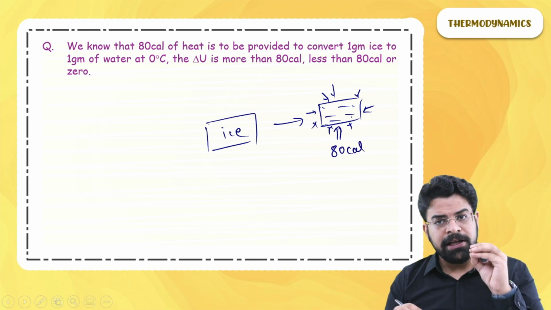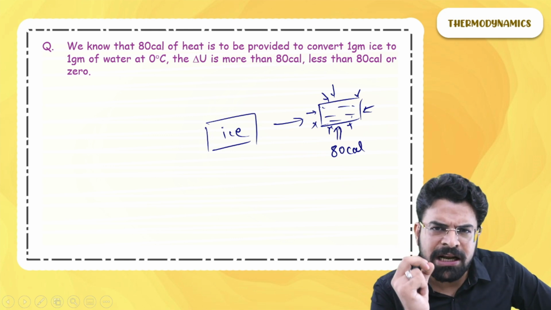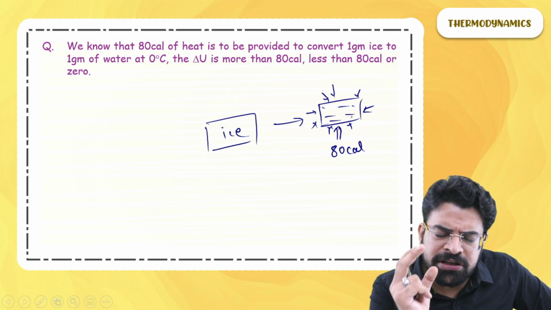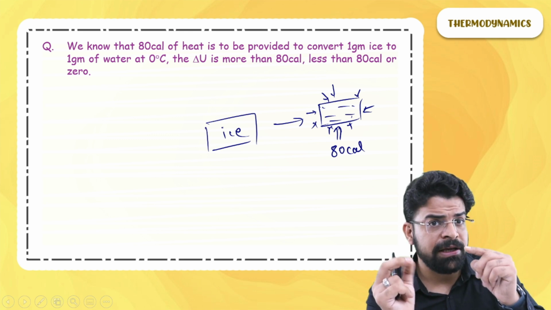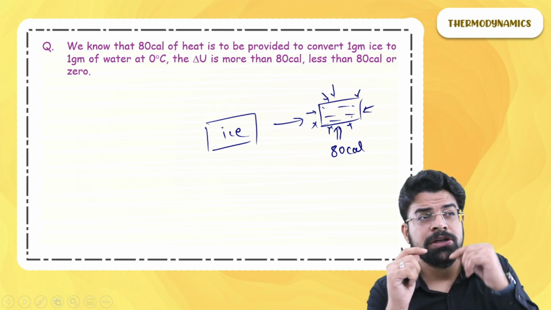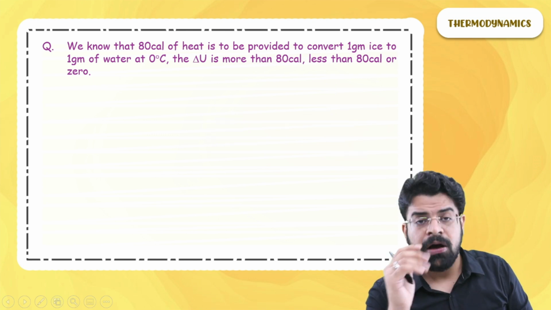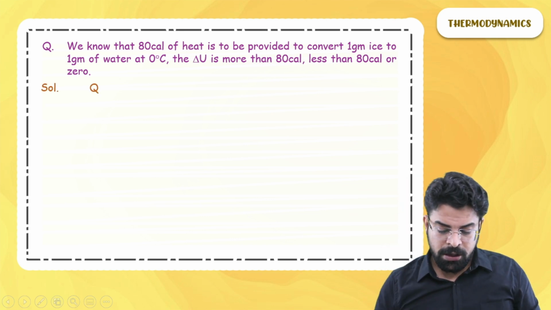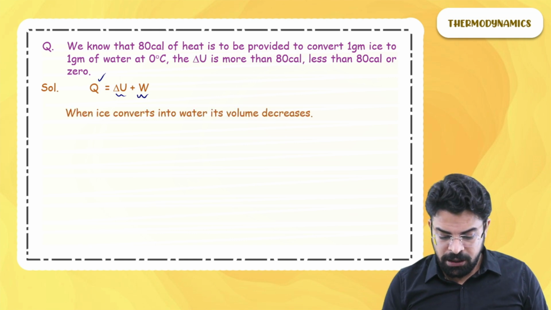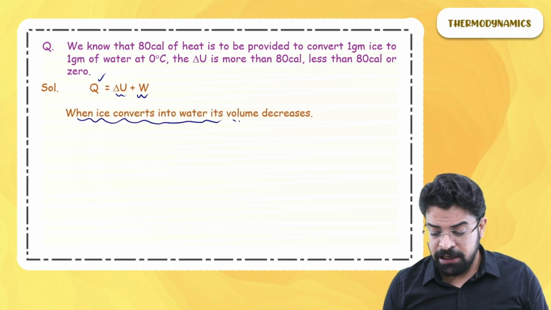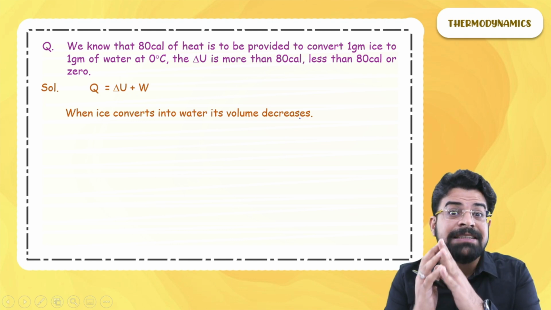So you are providing heat of 80 calorie as well as the surrounding is doing work on it. I can say with 100% guarantee the change in internal energy has to be more than 80, because you are providing heat of 80 and the surrounding is also doing the work. So the internal energy will increase more than 80 calorie. But how to get it from the first law? We know that the heat given equals the change in internal energy plus work done. When ice converts to water, its volume decreases, it shrinks. That's why water is denser than ice.